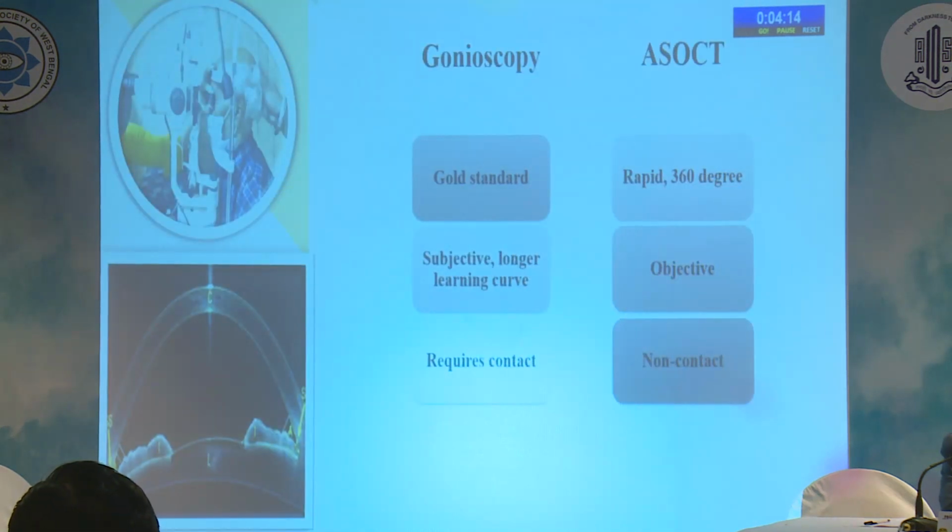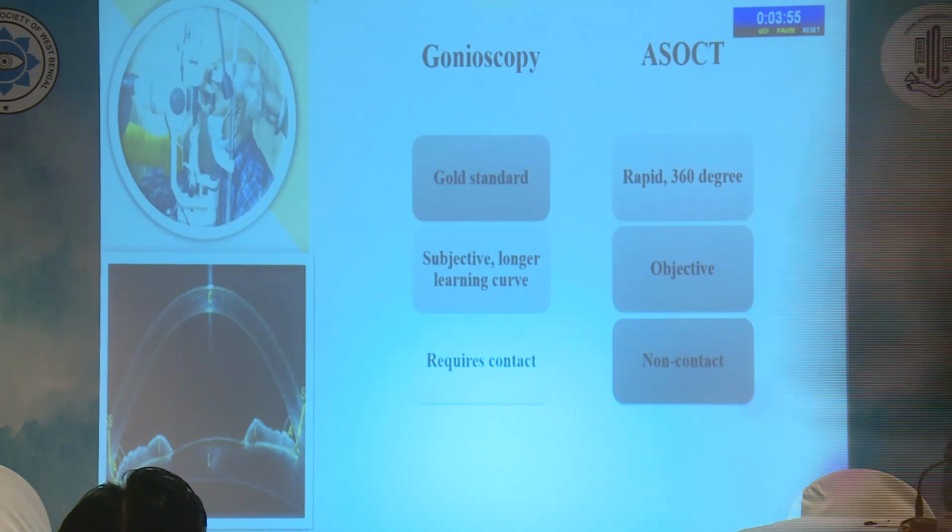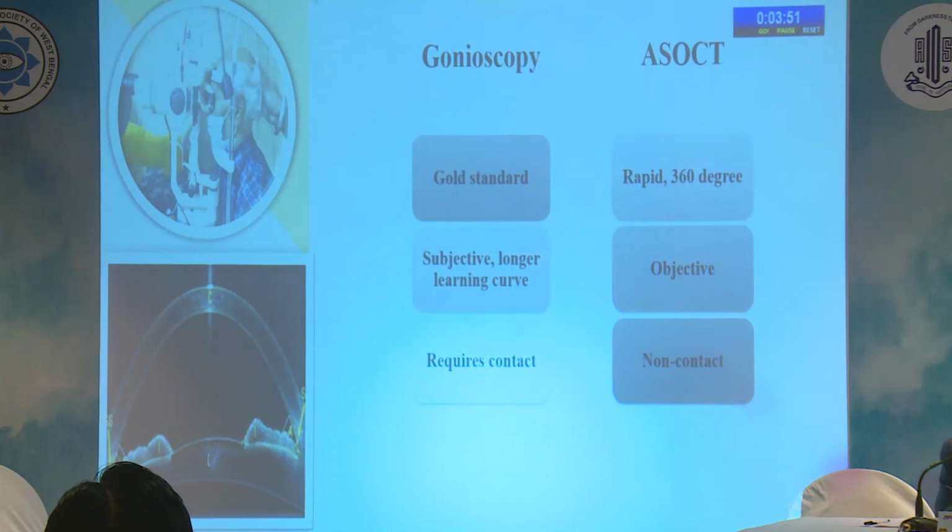Coming to the age-old discussion of gonioscopy versus ASOCT. Gonioscopy we know is the gold standard for diagnosing angle closure. However, it is a subjective test requiring a longer learning curve and most of all requiring contact. So in post-COVID situations, we have a newer modality coming up, that is ASOCT, which provides a rapid 360-degree view of the angle. It is an objective test and it is non-contact.